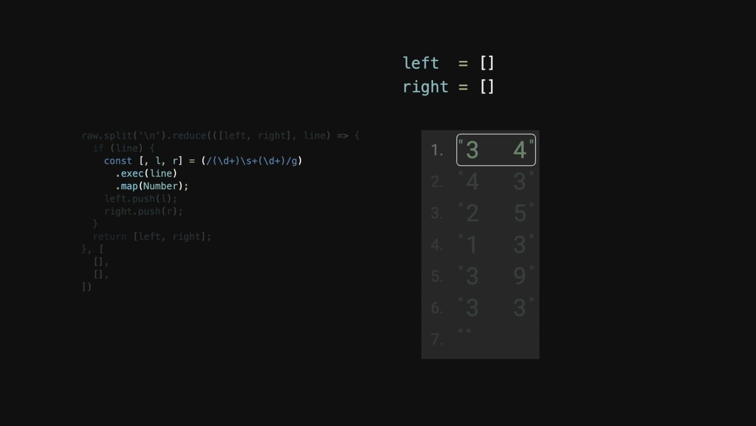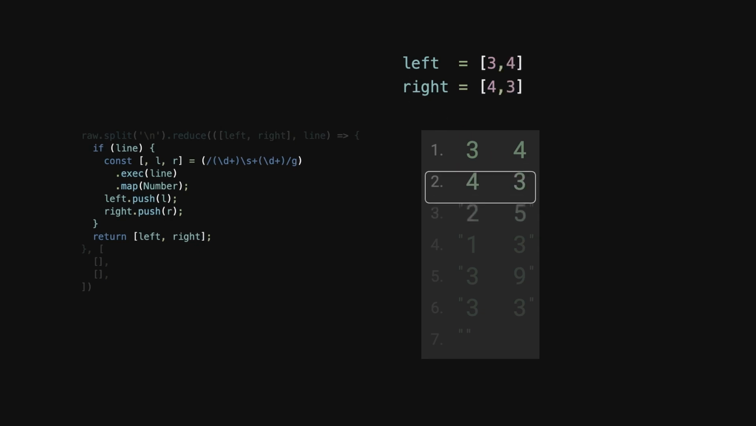To extract the numbers from the line string, we'll use this regex. It checks first for a group of digits, separated by any number of spaces, then another group of digits. We extract the group outputs, then map them to numbers and assign them to L and R. The first comma lets us throw away extra info from the exec function, which we don't need here. After that, add L and R to their respective lists and return both as the new accumulator value.